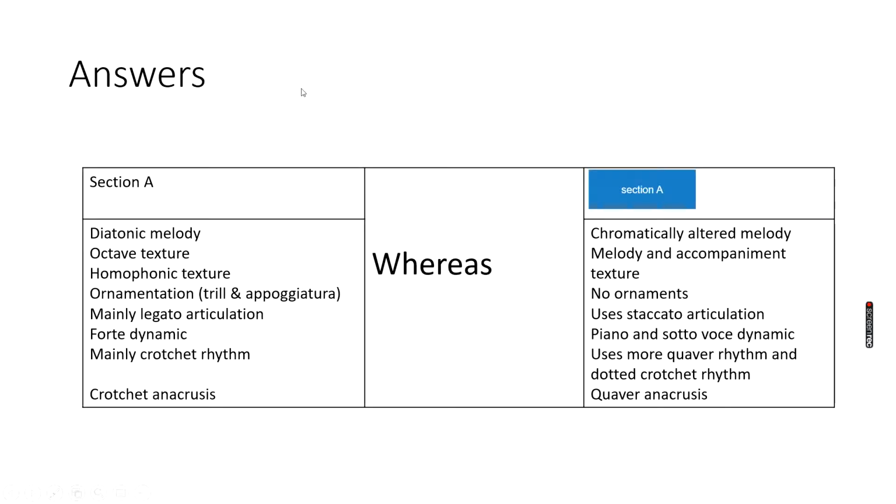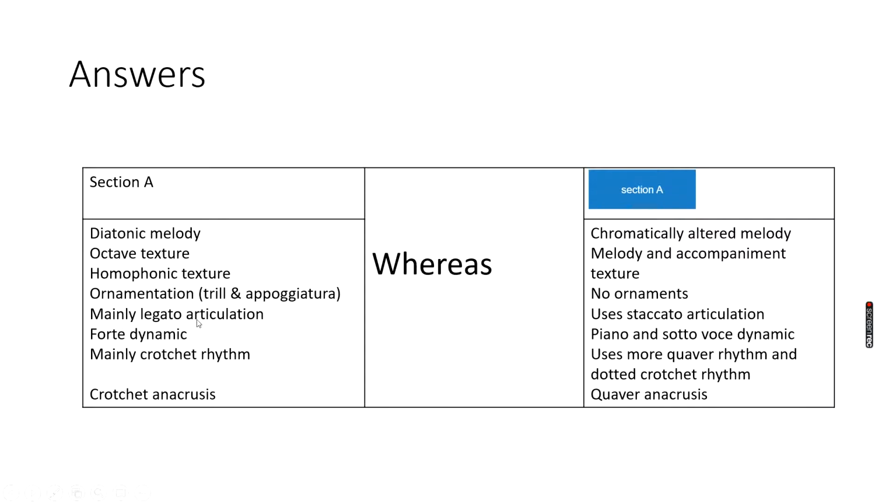Here are the answers. You could have said that in section A of the minuet there's a diatonic melody, whereas in section A of the trio the melody is chromatic. We could have said that there's an octave texture and a homophonic texture in the minuet, whereas in the trio it is a melody and accompaniment texture. In section A of the minuet, he uses ornamentation, so he's using trills and appoggiaturas, whereas in the trio there are no ornaments.